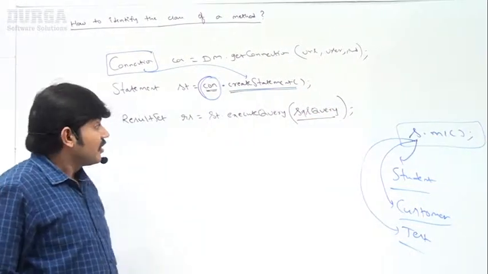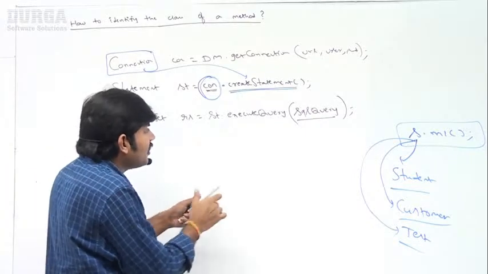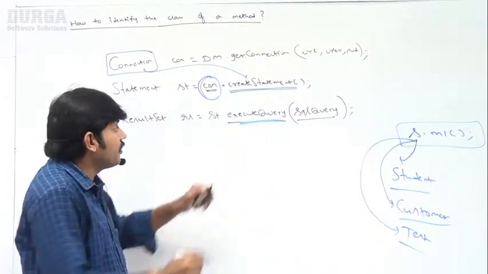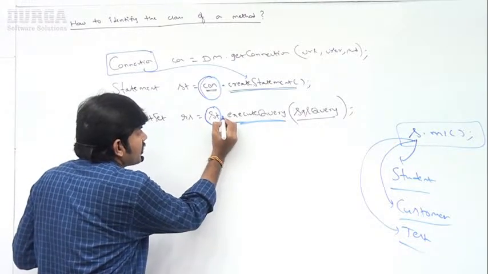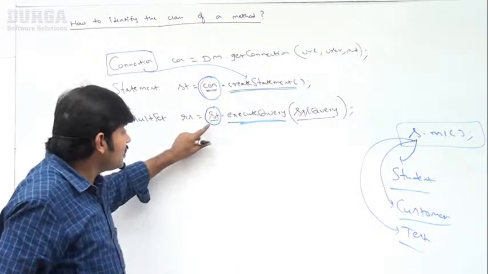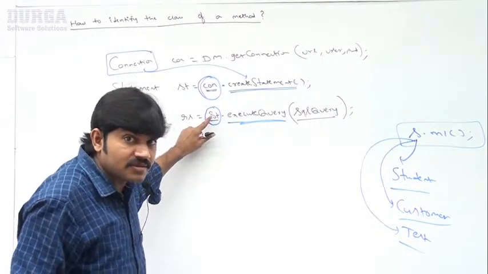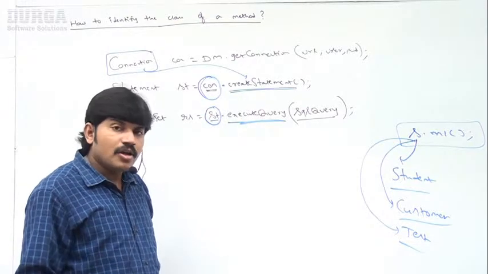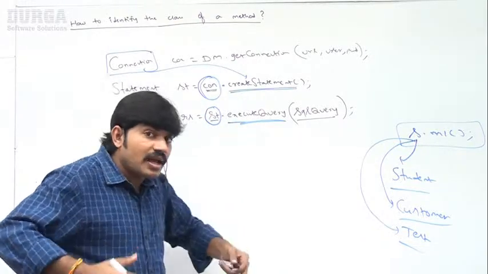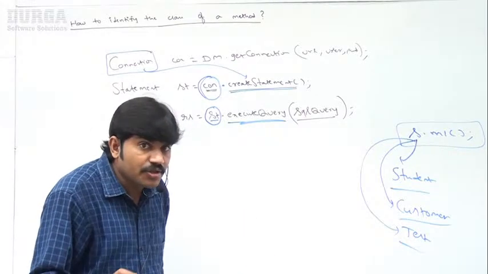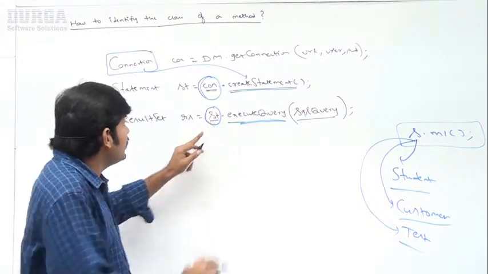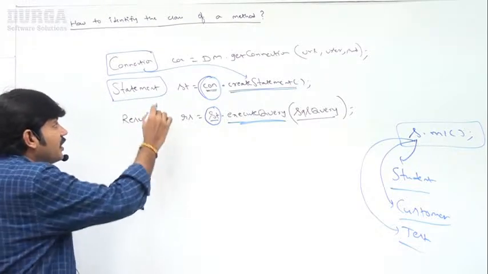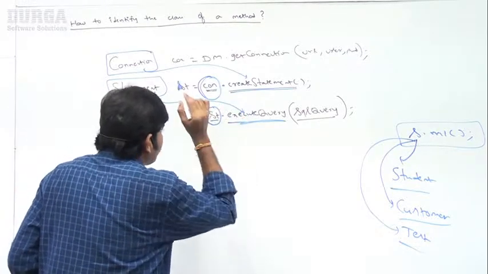Assume now you are calling the executeQuery method. On which object reference are you calling the executeQuery method? st. Sir, is it a class name or an object reference? Object reference. That's why it is always an instance method. Now, which class's executeQuery method is executing? You are calling this on st. St is what type? Statement type. So the Statement interface's executeQuery method is coming.